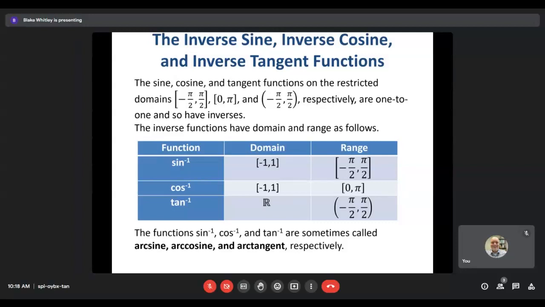Now, another name for each of these is we could just put arc in front of each of the trig functions. So the inverse sine is also known as the arc sine, inverse cosine as arc cosine, and then the inverse tangent can also be called the arc tangent.